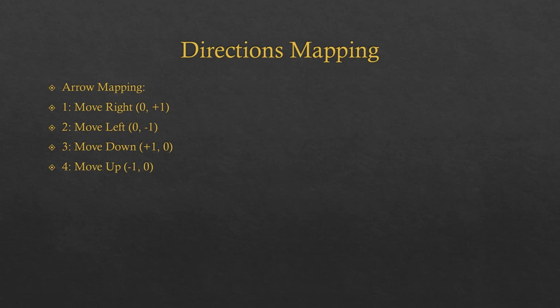The grid's arrows are mapped to specific directions. Arrow 1 indicates moving right, 2 moves left, 3 moves down, 4 moves up. Each direction defines how we move from one cell to another, and we will use this information to decide which signs need modification.